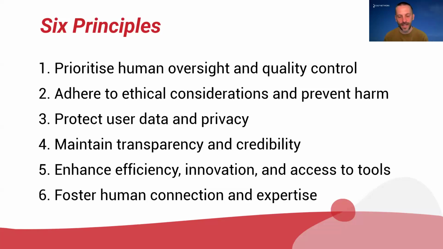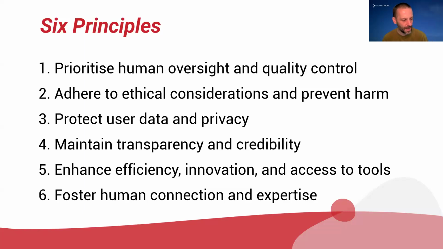And these aren't necessarily just organizational policies. These are things that, if anyone is using AI in the organization, they should follow. So it's about prioritizing human oversight and quality control, so not just putting AI generated content out there, adhering to ethical considerations, protecting user data, maintaining transparency and credibility, enhancing efficiency, love that one, innovation and access to tools, and fostering human connection and expertise, which is really what CALP is all about.